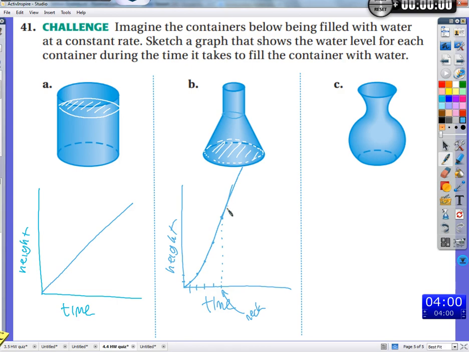So what we're wanting to take away from this is that however steep the graph is, what does it tell us about the situation? What does it tell us about the height, the steepness of this graph, or the slope of the graph? Not very steep right here, and really steep right here. So how do those less steep parts of the graph compare to the more steep parts?